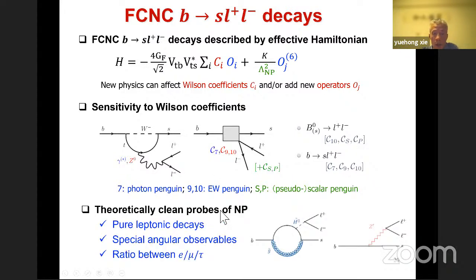Theoretically clean observables of new physics in this sector include pure leptonic decays such as B to mu mu, and the special angular observables in the angular distributions. And particularly interesting are the ratios between decay rates of different leptons, such as electron, mu and tau.